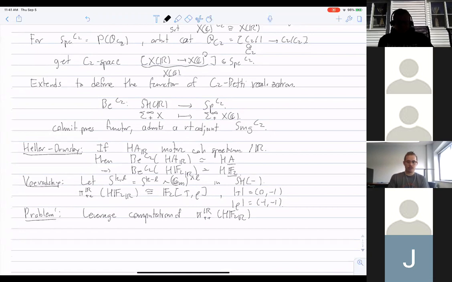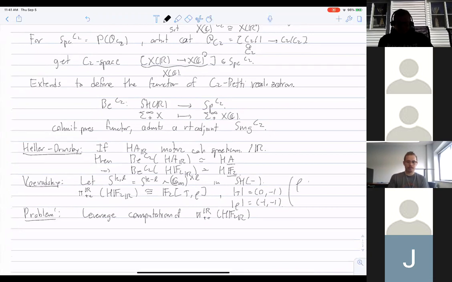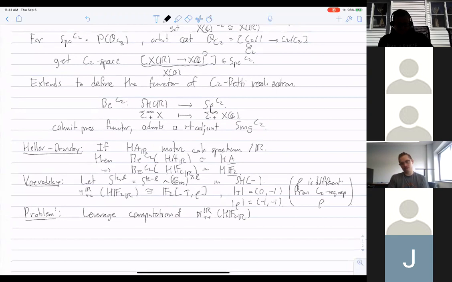Yeah. Okay, so let me make a note of that. So rho is a different rho. And I'll never use the regular representation rho again. That's a good point.